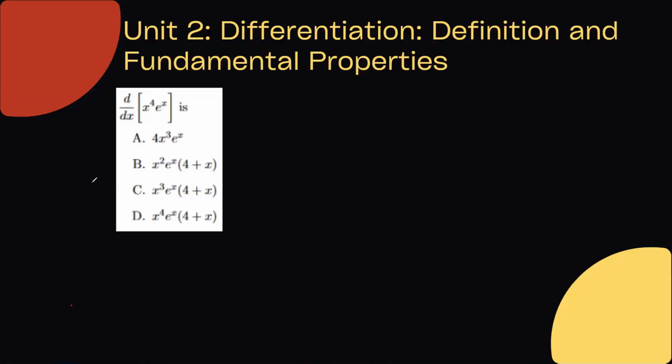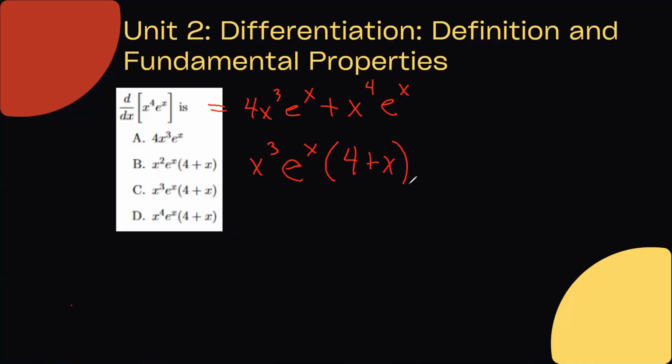For this one, we're taking the derivative of x to the 4th times e to the x. This is another product rule. So derivative of the first times the second plus the first times the derivative of the second. Remember, the derivative of e to the x is e to the x. Notice they also factored out the GCF, so we could factor out x cubed and an e to the x, which would give us 4 plus x. So x cubed e to the x times 4 plus x is choice C.